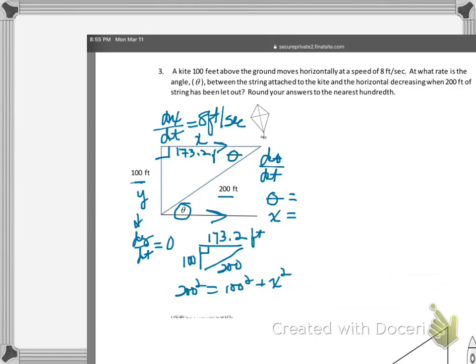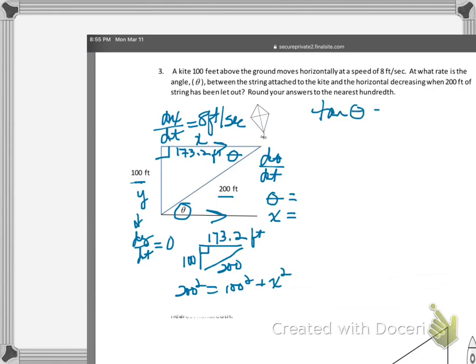173.2, and that's in feet. Okay, so that was easy enough. Now, can I find my angle? Looks like I have a fair amount of information. Let's use the 100 that they gave me and the 173.2, which I just determined, so that we can use the trig relationship twice, just like we did in the other problems.